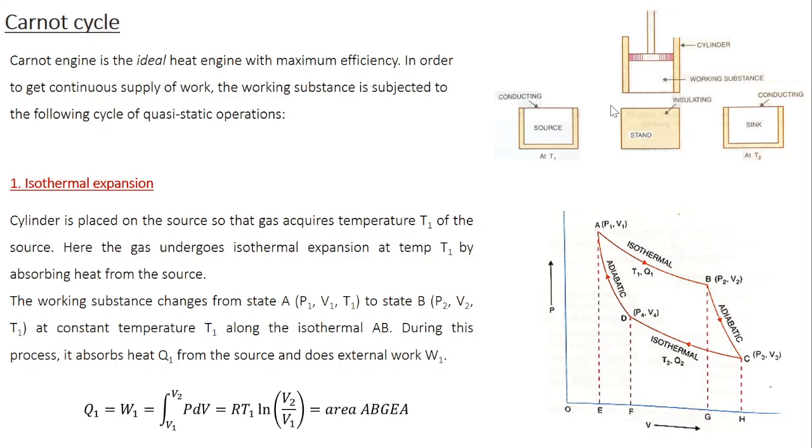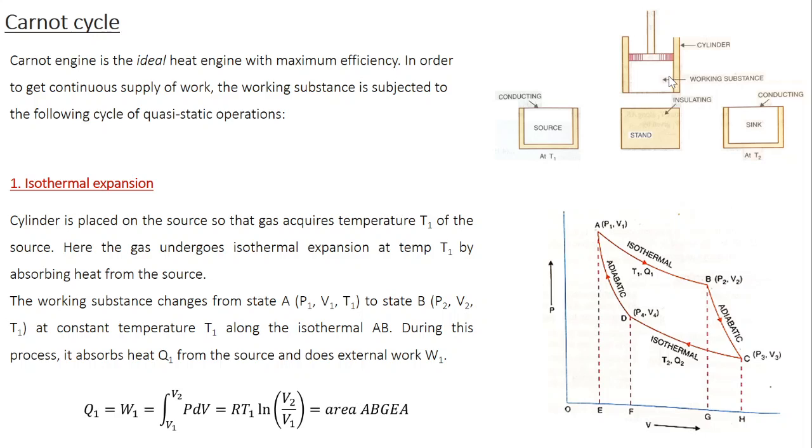So here the cylinder is placed on top of the source. Remember, the source is at a high temperature T1, and the top side of the source and the bottom side of the cylinder both are conducting. So what happens? Heat flows from the source to the cylinder and the working substance acquires the temperature T1. The source has infinite thermal capacity, so however much heat flows from it, the temperature doesn't change. So when the working substance reaches the temperature T1, what happens?